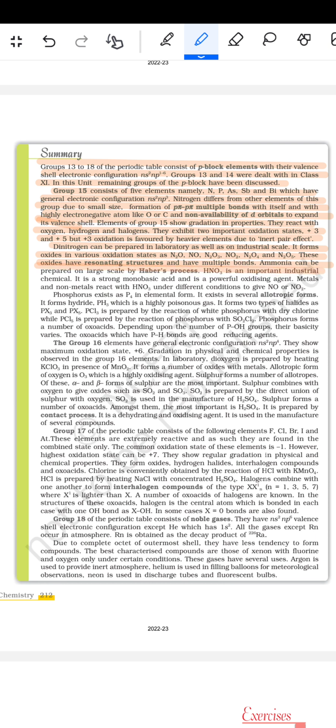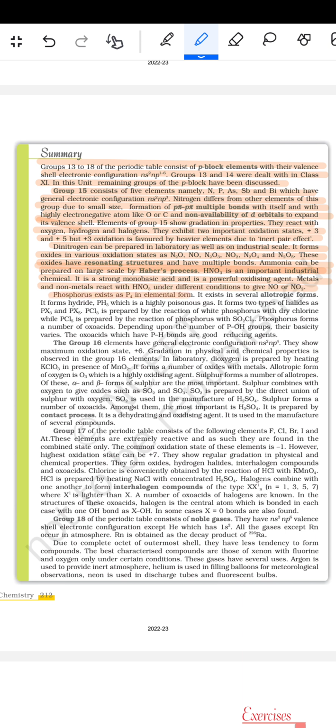HNO3 is an important industrial chemical prepared on a large scale. It is a strong monobasic acid and is a powerful oxidizing agent. Metals and non-metals react with HNO3 under different conditions to give NO or NO2.